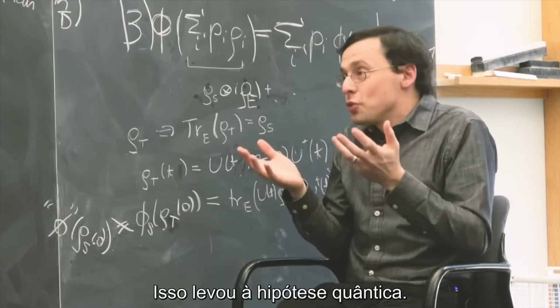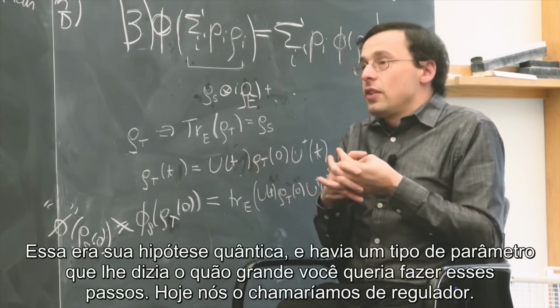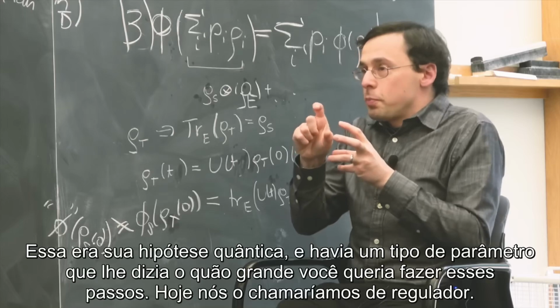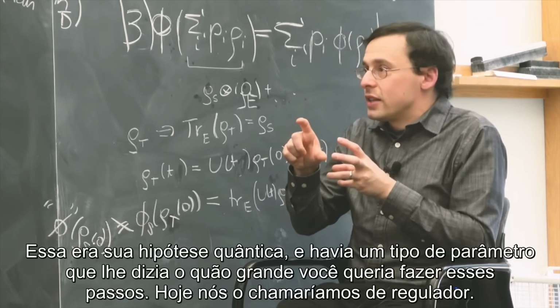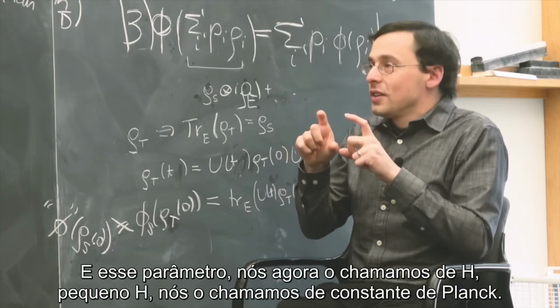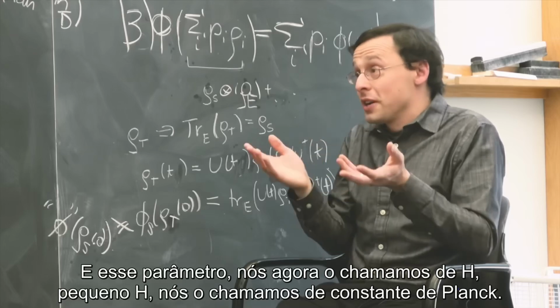This led to the quantum hypothesis. This was his quantum hypothesis. And there was a sort of parameter that told you how big you wanted to make these steps. Today we would call it a regulator. And this parameter, we now call it h, little h. We call it Planck's constant.